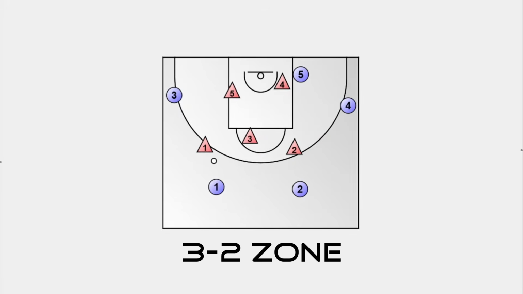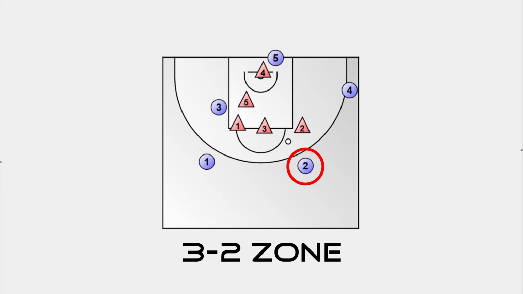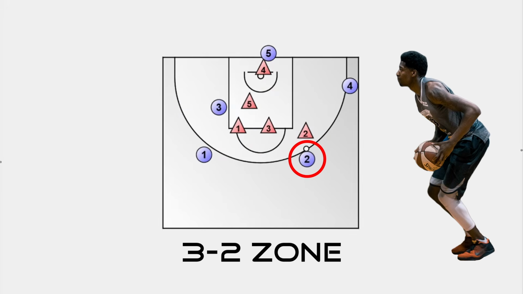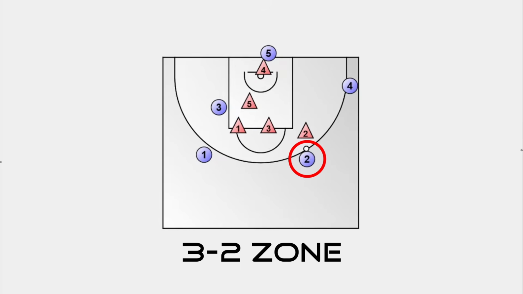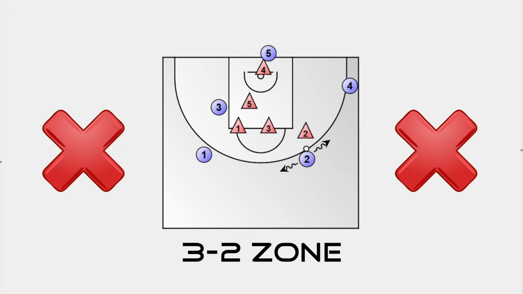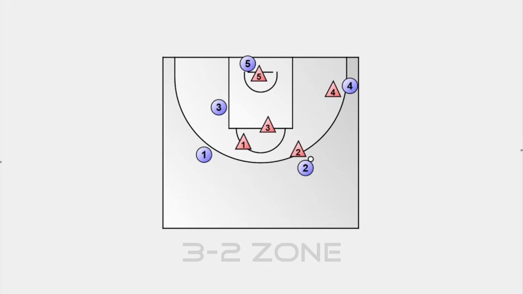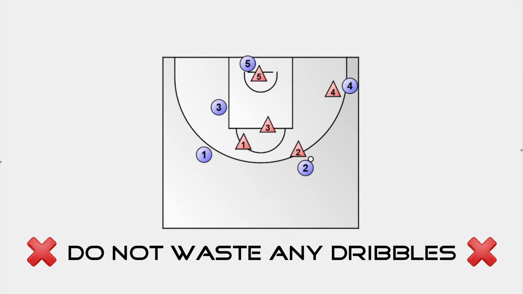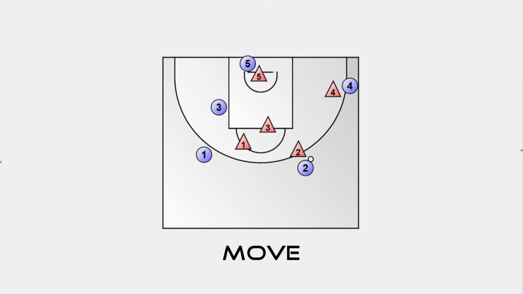So key number 1 is worthless if the player who catches the ball is not ready to act. It's crucial that action must be taken immediately afterwards, either an instant shot, another penetration, or a swing pass to the next open player. If the player stands still or dribbles without purpose, the defense can get set and the advantage of having shifted the zone is gone. Do not waste any dribbles against the zone. Get the zone to move, get the zone to shift with quick actions.